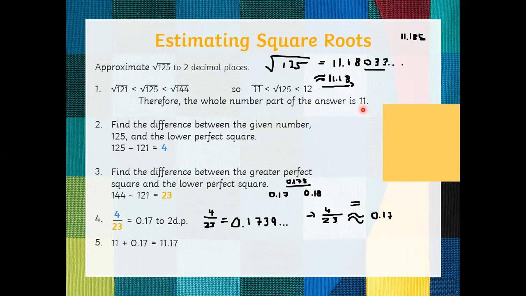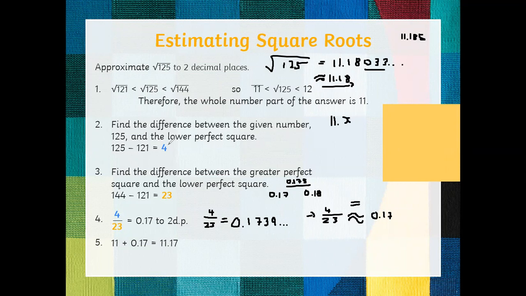So we know that the whole number is 11 because the square root of 125 lies between 11 and 12. It's less than 12 and greater than 11, so it must be 11 point something. I'm just going to write x here. So the first step is to find out that it's 11. And then we need to find out what this x will be, or what's going to be the decimal points.